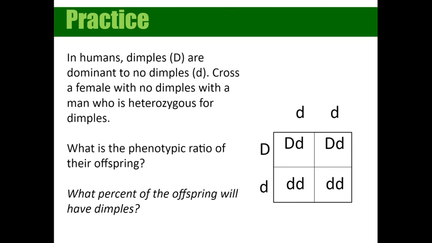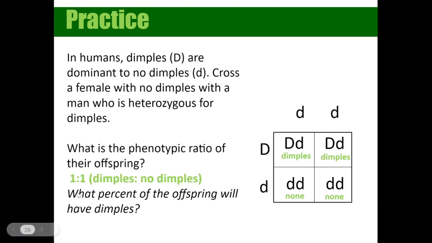Let's fill in our box here. All right. So your phenotypic ratio for their offspring is going to be 1 to 1. So for every one that can have dimples, there's the possibility of not having dimples. So 50% of the offspring can have the opportunity of having dimples because of dad's dominant allele in his heterozygous genotype.